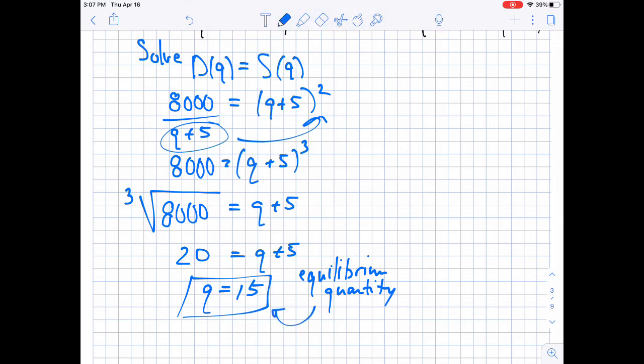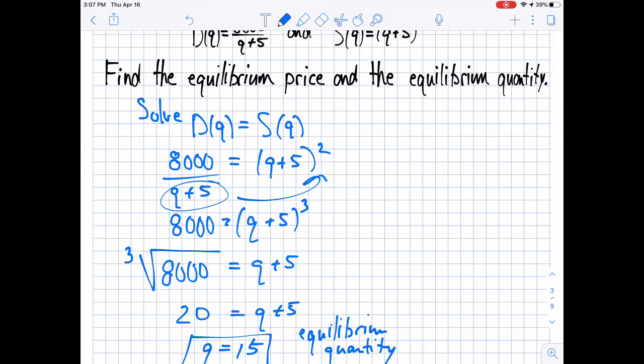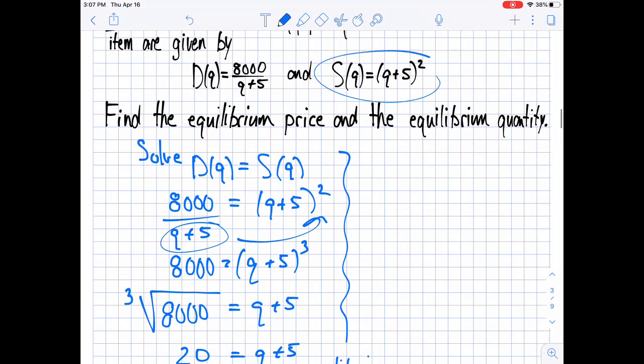Now that we have our equilibrium quantity, we also need to find the equilibrium price. And we can do that one of two different ways. We could plug our value of q into the supply function or plug it into the demand function, but it doesn't matter which we do because this is the intersection of both of those curves, so the price will be the same for either one. So let's just use whichever one is easier. Maybe that'll be the supply function.